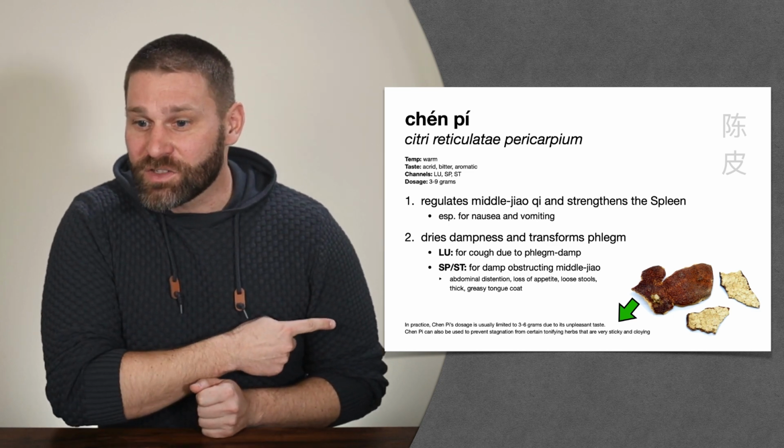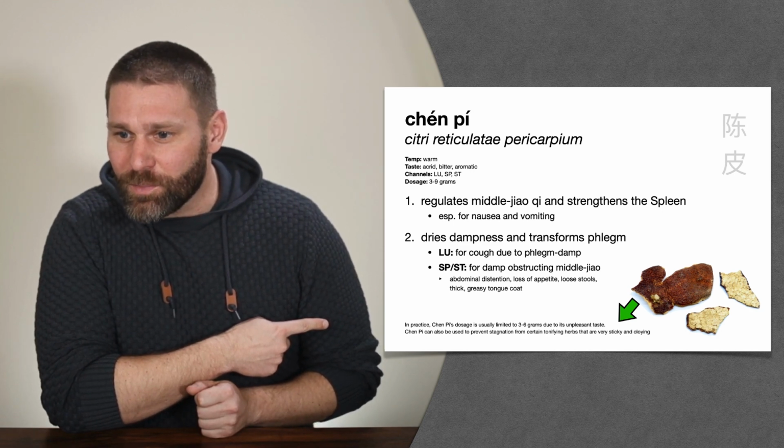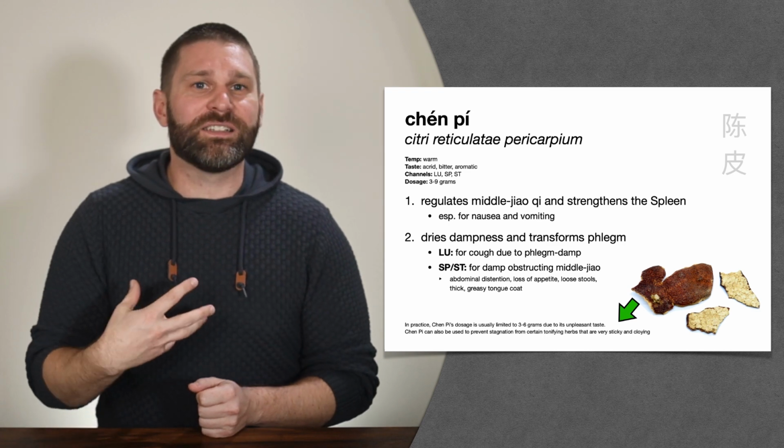Then we also say Chen Pi can be used to prevent stagnation from certain tonifying herbs that are very sticky and cloying.